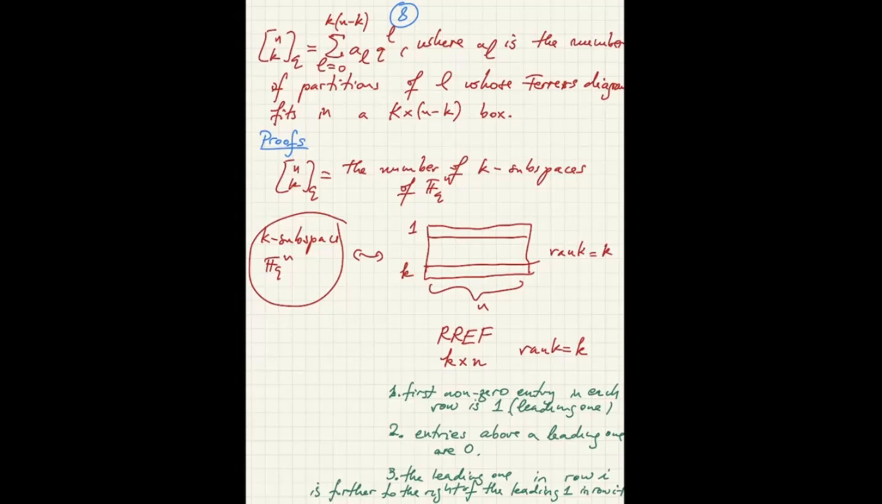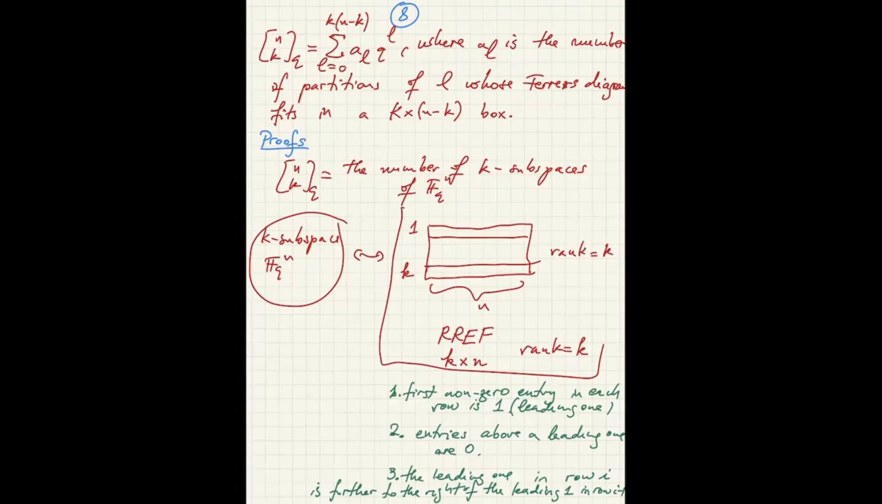Okay, so you kind of have this: the leading ones, as you start from the first row, move to the right. So this is the strategy of the proof. What we are counting, n choose k, will equal the number of k-subspaces, and this will equal the number of these row reduced echelon form matrices, in which you have k rows and n columns, entries from the finite field Fq, and the rank is k.